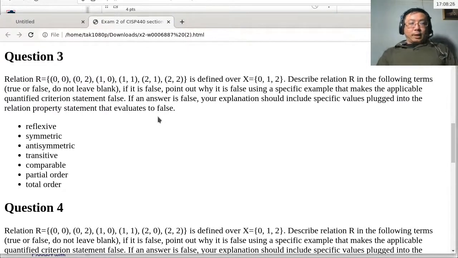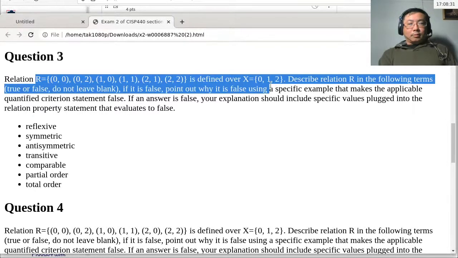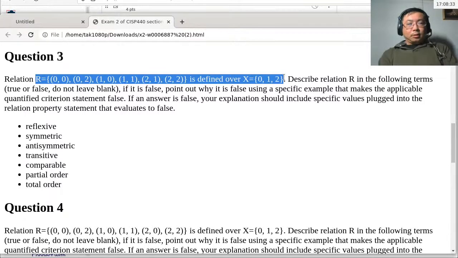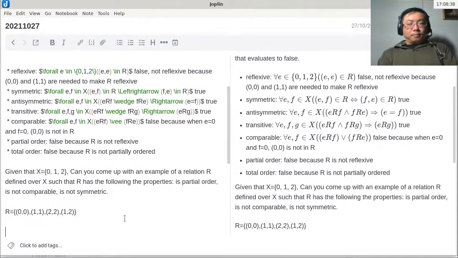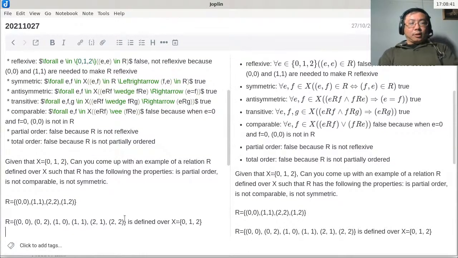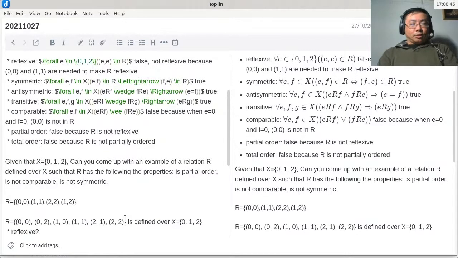All right, so let's take a look at question number 3, and I'm just going to copy this over to Joplin. And there we go. And now we want to evaluate this one, and we ask, is it reflexive? Question mark. And we look at this and go, yep, it is reflexive. Right? It is reflexive because (0, 0), (1, 1), (2, 2) form a subset of R, and that's why we're good.